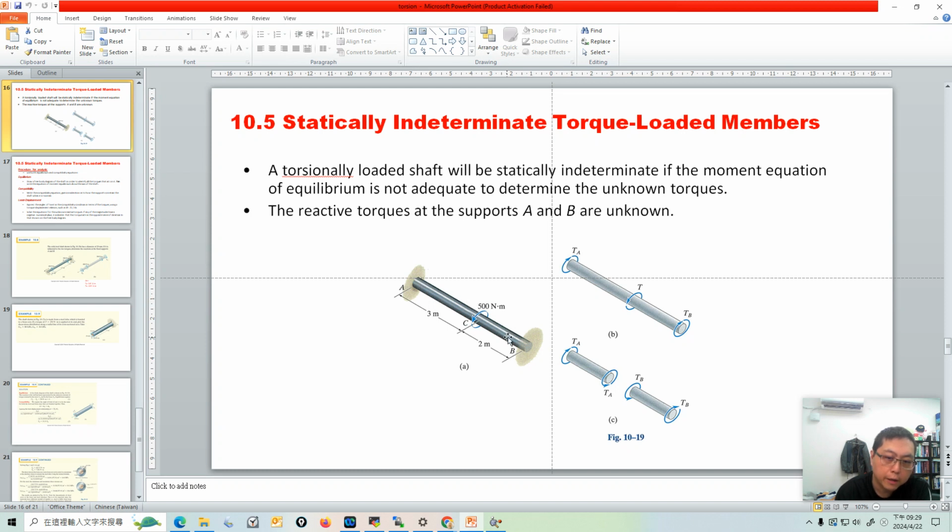If you just use the moment equation of equilibrium, because everything is static, the total moment of the system must be zero. So we can assume the torques at these two ends are TA and TB.